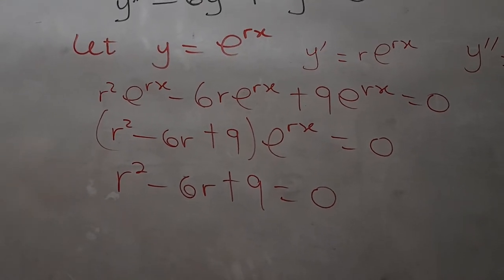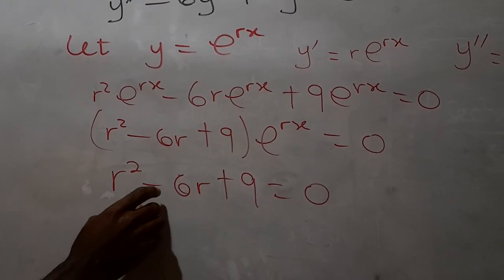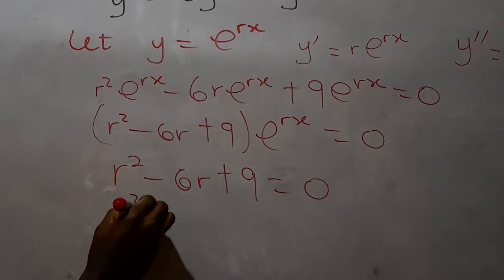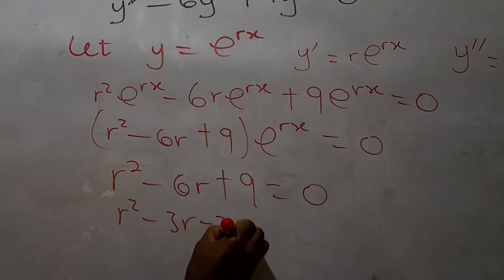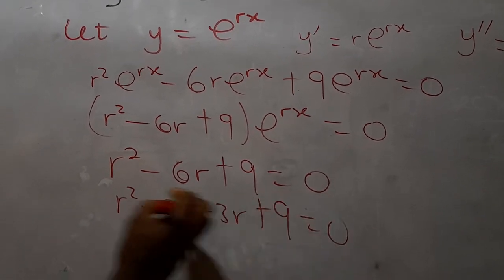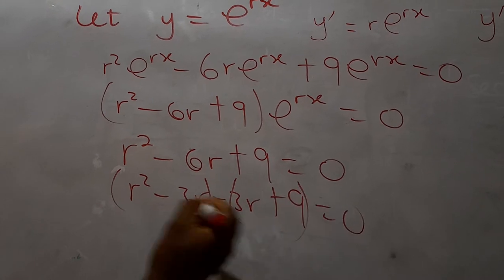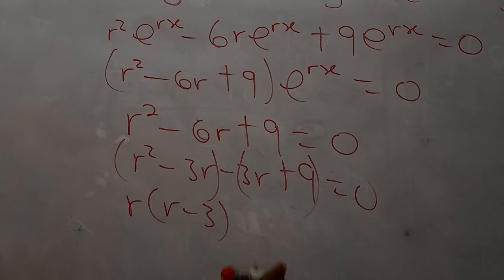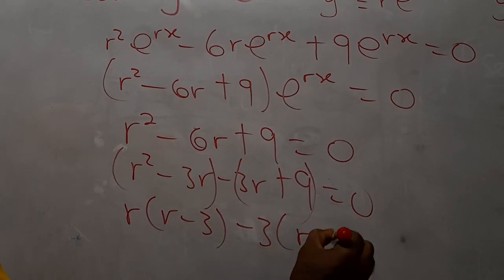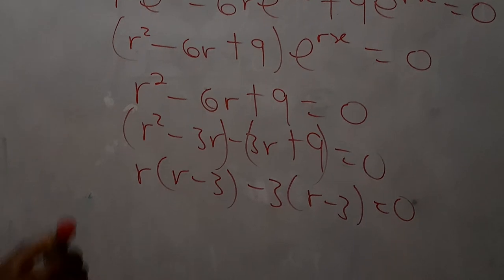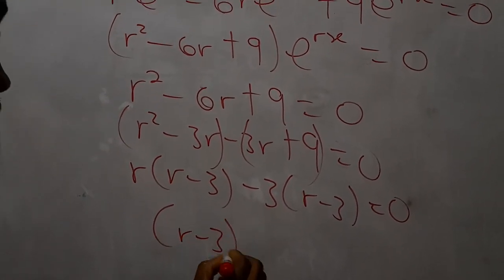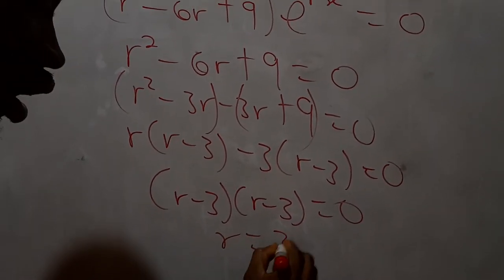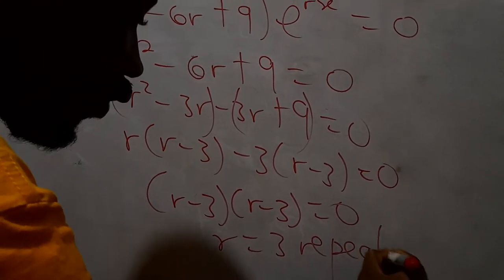So we solve this. Two factors of 9: when we add, we get negative 6, we multiply, we get 9. That's negative 3, negative 3. So we get r squared minus 3r minus 3r plus 9 equal to 0. We factor out. What's common here? r is common. You have r minus 3, and then factor minus 3 out. r minus 3 equal to 0. So we have (r minus 3)(r minus 3) equal to 0. r will be equal to 3, repeated. So we have a repeated root.